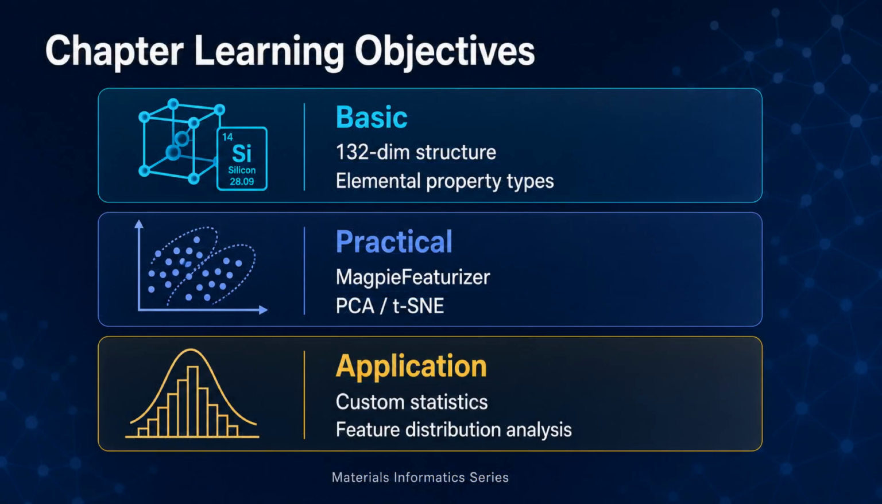By the end of this chapter, you'll understand the structure of MAGPIE descriptors, know the types of elemental properties used, and understand statistical aggregation principles. You'll gain practical skills in implementing MAGPIE featureizer with Mapminer and performing dimensionality reduction with PCA and TSNE. You'll also learn to design custom statistical functions and analyze feature distributions.